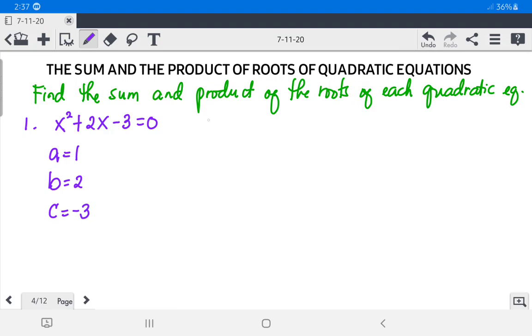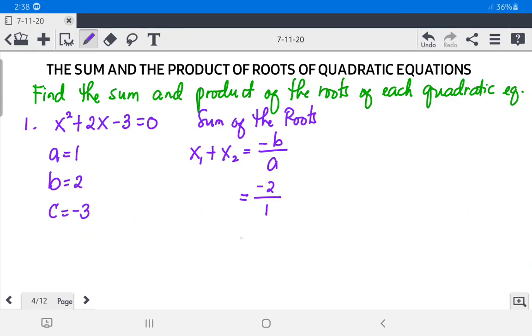Next, to find the sum of the roots, we're going to make use of the formula x of 1 plus x of 2 is equal to negative b over a. So, negative of the value of b is 2 over 1. So, we have negative 2. This is the sum of the roots. Okay?